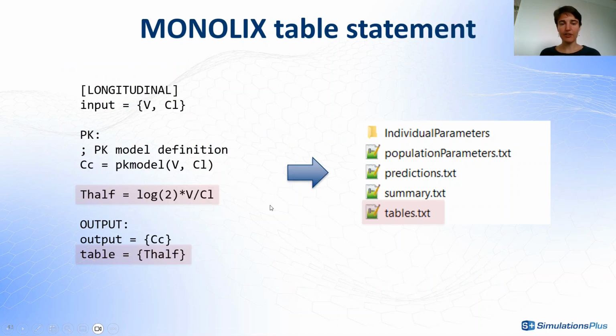If really there is an intermediate variable from your model that you also would like to output, what you can do is, for example, here to define the half-life, and then list this intermediate variable in the table statement within your structural model, and then this would create an additional table with those values, in case you need that.